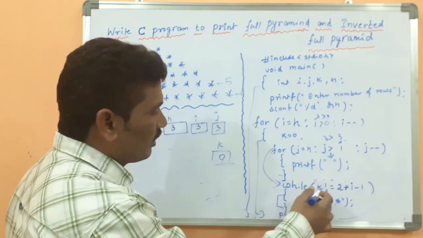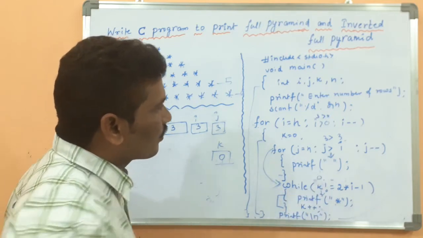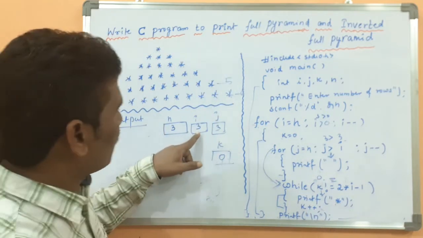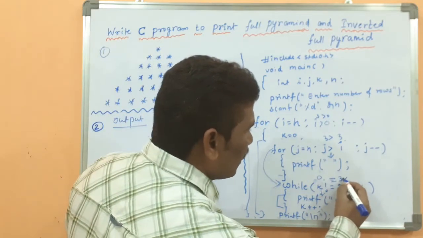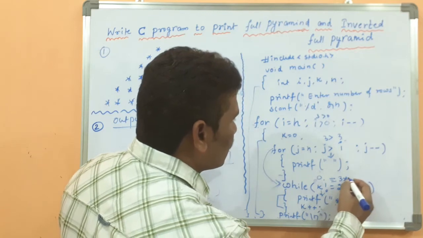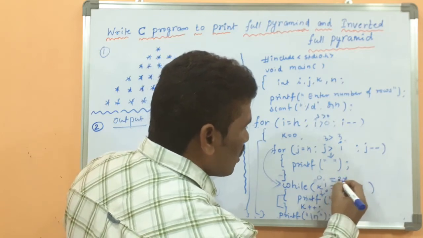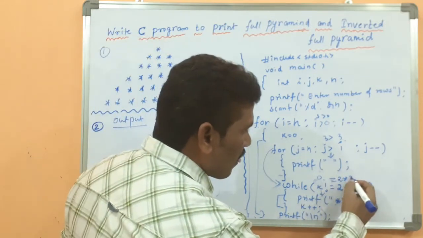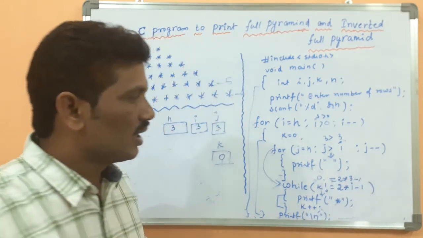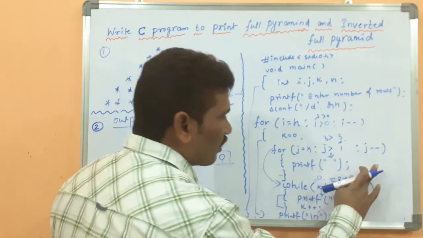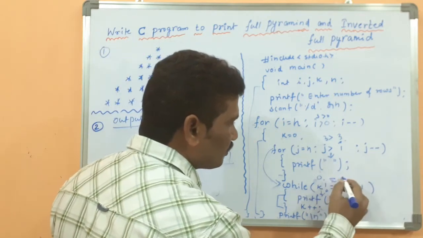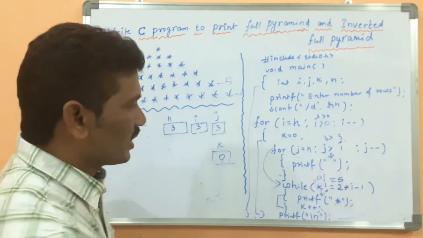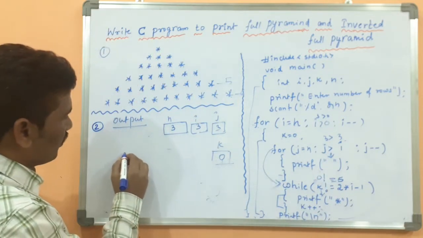The while k, what is the value? 0. Then what is the I value? I value becomes 3. I value becomes here, look at here, 3 minus 1. 2 3 is 6. 6 minus 1 is 5. Because 0 not equal to 5, condition is true. First the star should be printed over here.